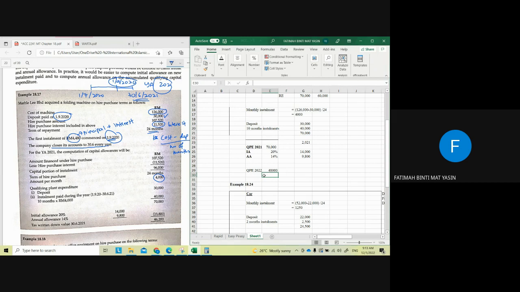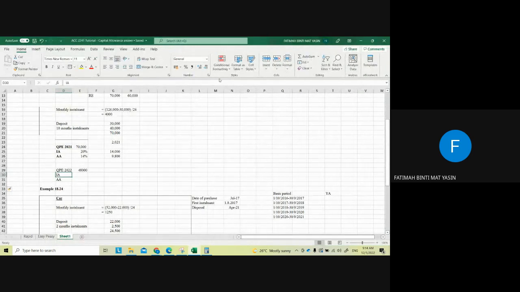Okay, so if you use this format, this landscape format, you can claim for the initial allowance. So basically, the company can claim the initial allowance and also the annual allowance for this year. Why? Because the company still makes a payment for this year. As long as the company still makes the payment, the company can claim the initial allowance for that asset. Let's say you also want to calculate for 2022.